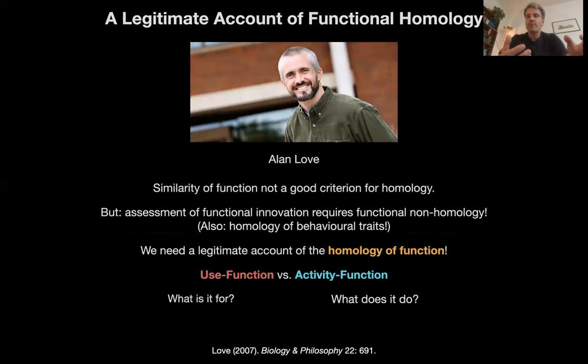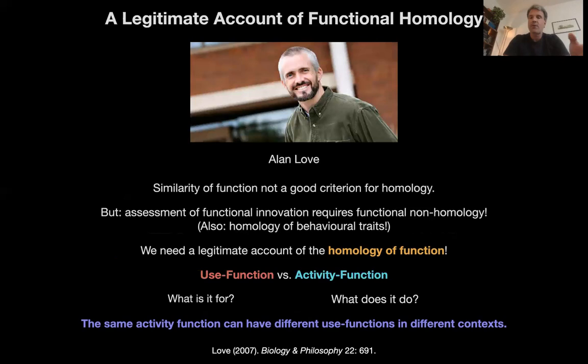Or wings are for flying. The function of the wing is for flying. That's a use function as well. What is it for? So these etiological functions from selection are also use functions. But then there's another kind of function, and that's activity function. What does it actually do? For transcription factors, that function is what kind of genes it regulates. So the same activity function can have different use functions in different contexts.